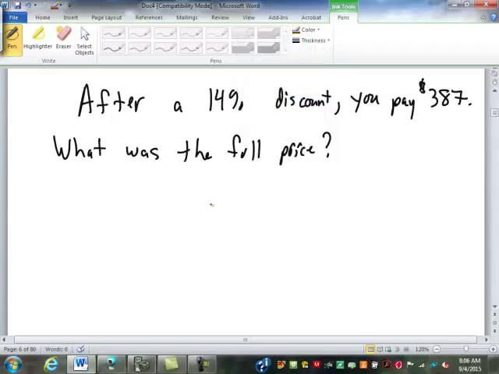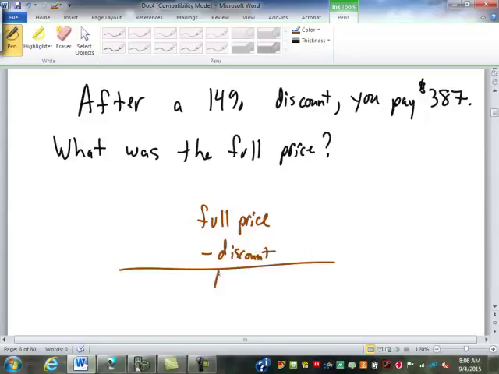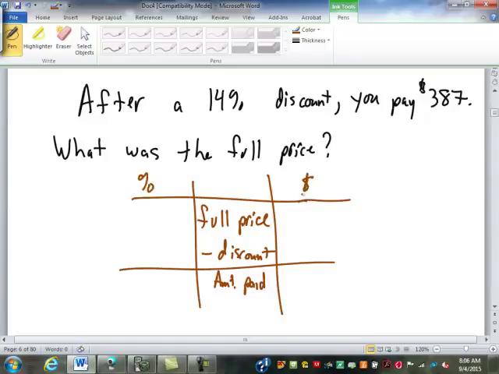So we'll set this up. We had full price minus a discount equals the amount paid. Again, we have a percent, we have a dollar amount. What do we know? So you know the amount paid is $387. Do we know the discount here? Other side, no, 14% is over here, right?